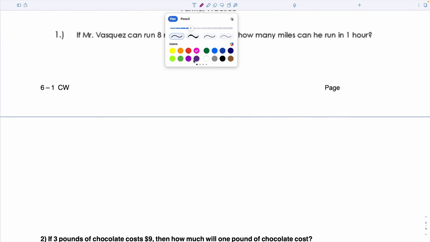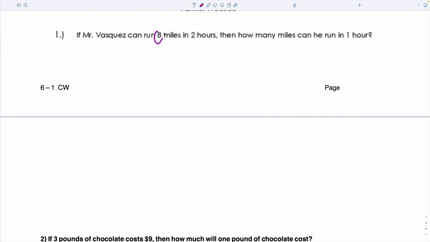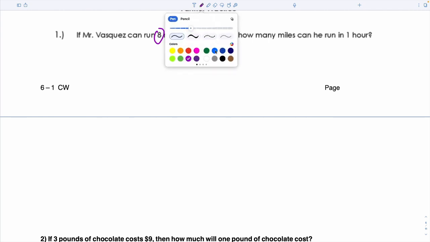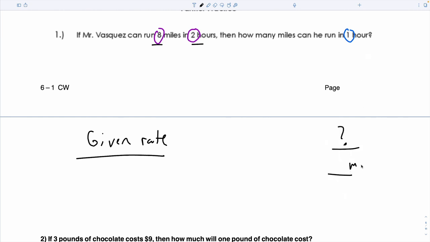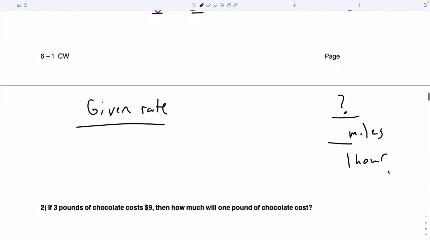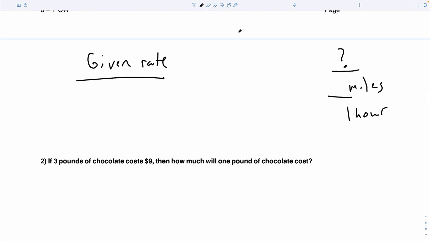Vasquez can run 8 miles in 2 hours. Then how many miles can he run in 1 hour? Great. Let's set up the ratio. They give me 8 and 2. Make that your given rate. What am I looking for? Well, I'm looking for how many miles are in 1 hour. That's interesting. There's a 1 on the bottom. I wonder if that's going to be the same as my unit rates.